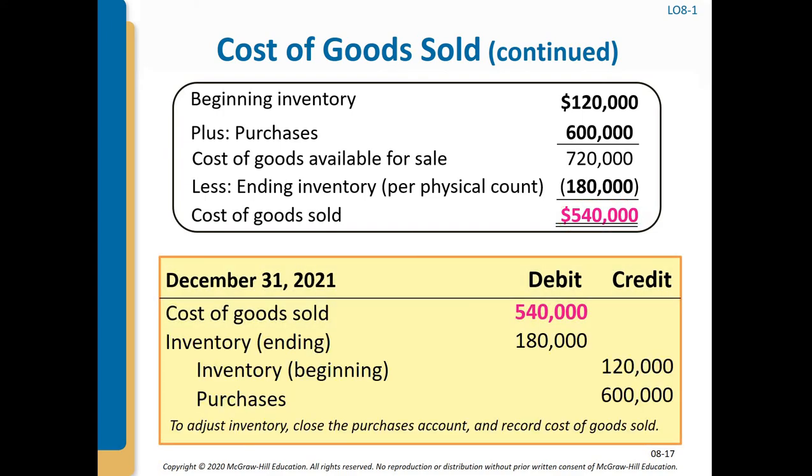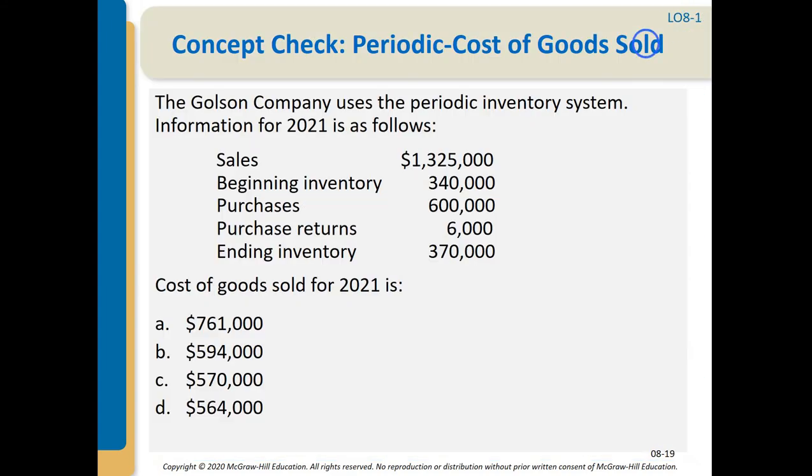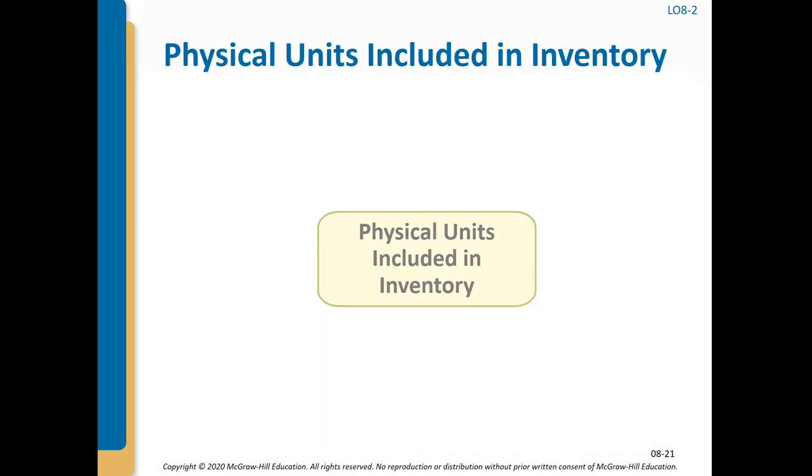So how do we record cost of goods sold? Debit inventory, beginning inventory 120,000 and purchases 600,000. So this one, now let's go to some other things.